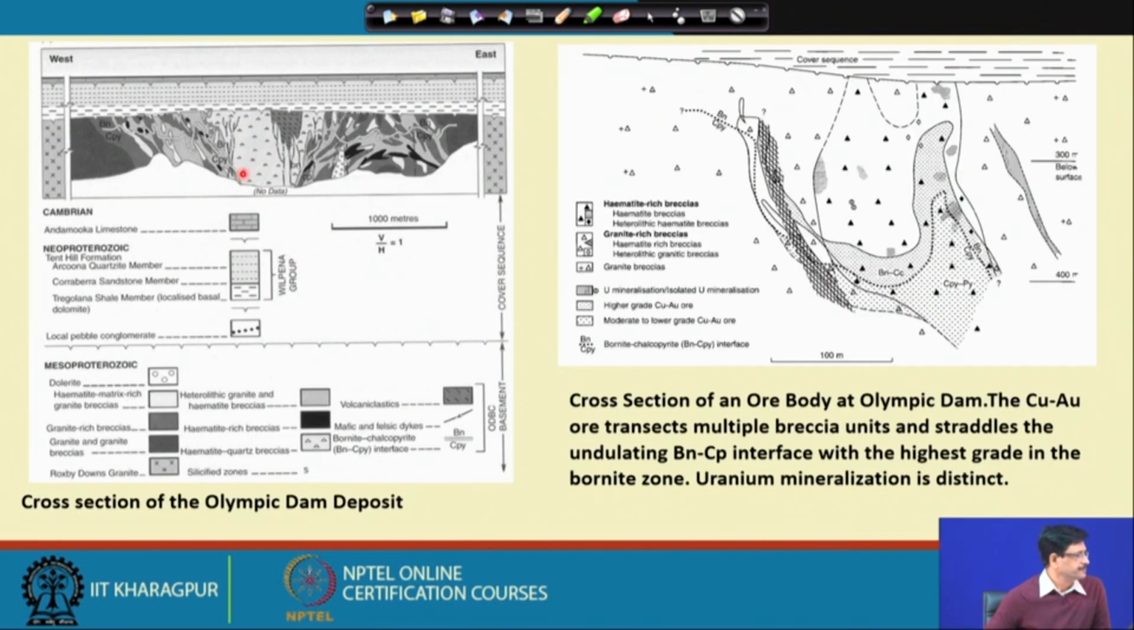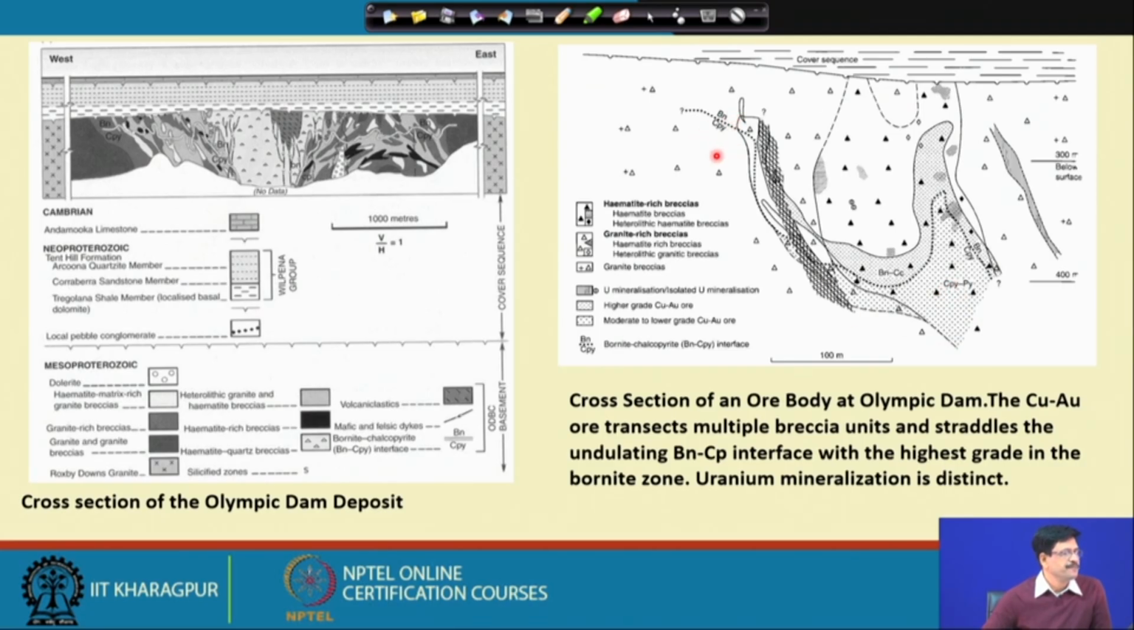As you can see here, this is a cross section of the Olympic Dam deposit, where the breccia complex and the mineralization are shown. This is the mid Proterozoic sequence of the granite and the mafic and felsic dikes, and this is the breccia zone which contains the mineralization. If we look at one of the ore bodies in its subsurface section, we will get a clearer idea of what the mineralization is like.